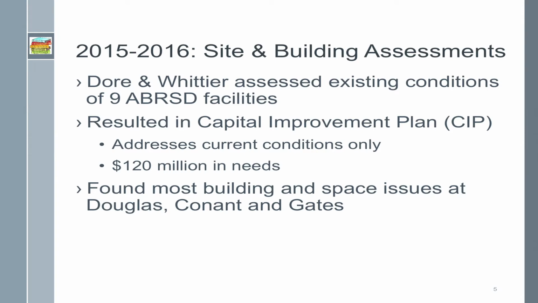abbuilding@abschools.org. Starting with some background, in 2015, we hired Doran Whittier Architects to assess all 9 of our school building facilities with a focus on the condition of the buildings, renovations and improvements needed for long-term viability of the buildings, safety and capacity. This resulted in a capital improvement plan that identified $120 million in needs, and this is to address the current conditions only, not educational or space needs.